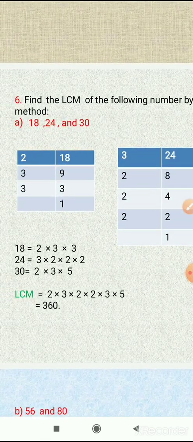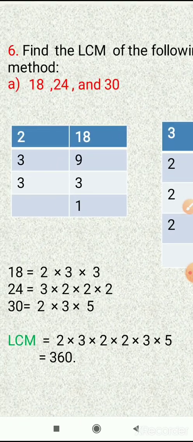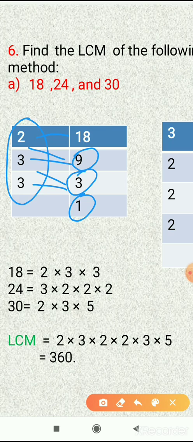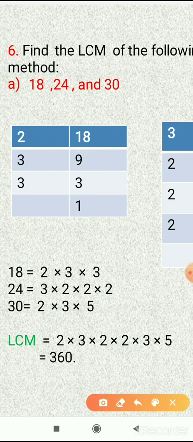18 is divisible by 2. Okay, so we divide 18 by 2. We get quotient 9. 2 9s are 18. Then again we divide 9 by 3. 3 3s are 9. Okay, 3 is a prime number, so it is divisible by itself. 3 ones are 3. Here all the divisors are prime number. So I told left sides these are the divisors and right side these are the quotient. Okay, so here we get prime factorization of 18, 2 into 3 into 3.